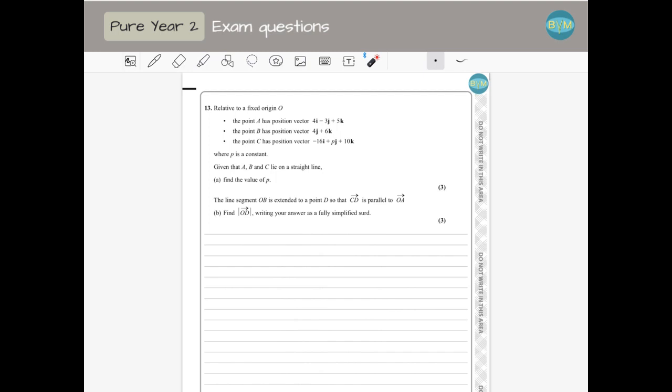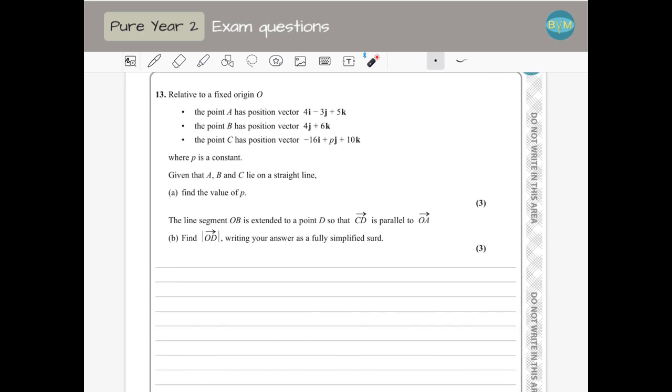Hello, this is question 13 on the June 2022 Pure 2 paper. It's a vectors question. You have point O, the origin, and they give you the position vectors of 3 points, A, B, C. P is a constant, so one of them has a P instead of a number. Given that A, B, and C lie on a straight line, find the value of P.